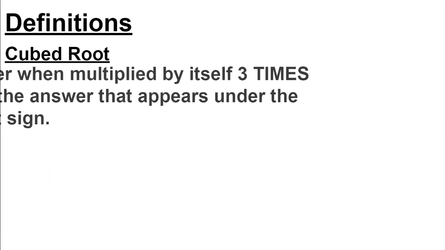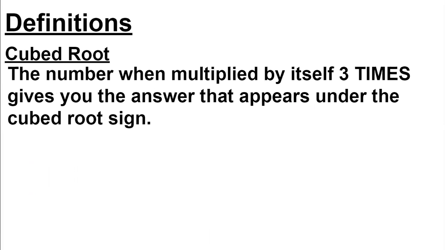So what is a cubed root? That is going to be the opposite of cubing a number, just like with square roots. The number, when multiplied by itself 3 times, gives you the answer that appears under the cubed root sign. And notice, for the cubed root sign, you will always have the little index 3 to indicate that it is not a square root, but instead it is a cubed root.